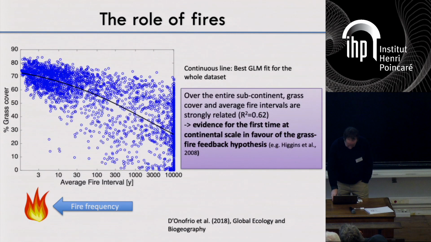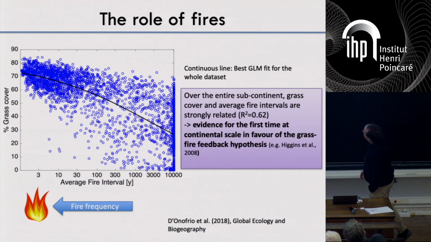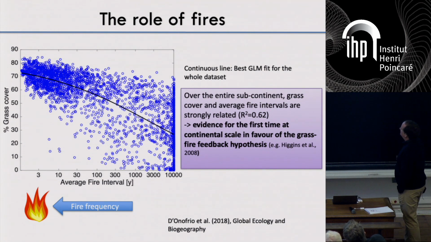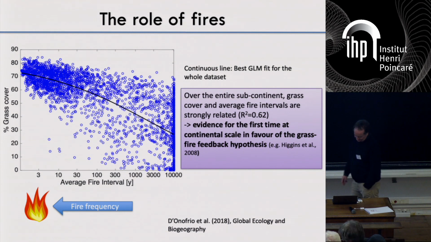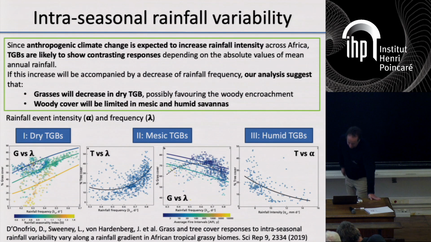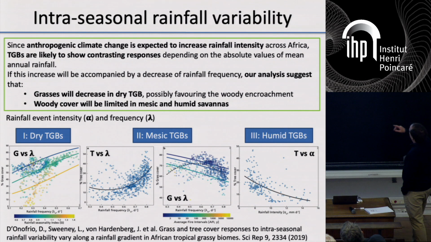And also there is a strict relationship, of course, between grass cover and the average fire interval, which is further evidence that such a feedback may be at work. On the intraseasonal rainfall variability, the result of that paper was that, that's also an interesting one, but it's more complex, and there is a little bit less evidence.